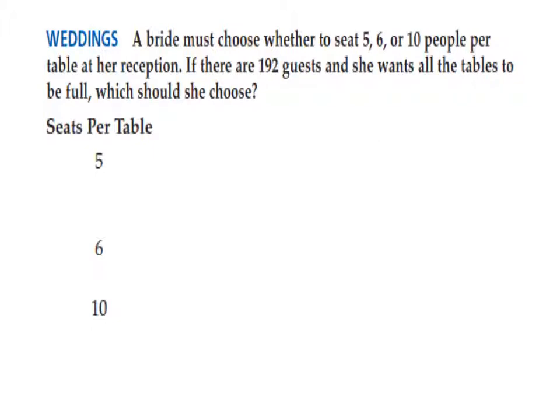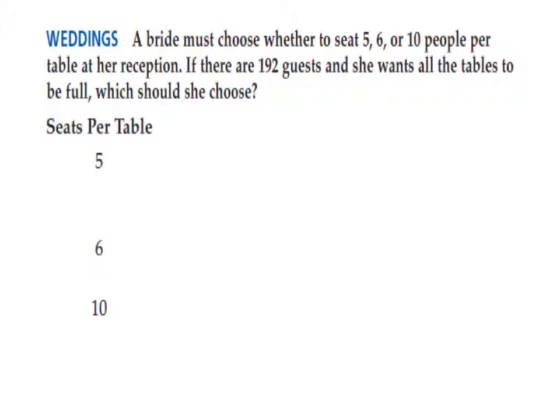And here it is. A bride must choose whether to seat 5, 6, or 10 people per table at a reception. If there are 192 guests and she wants all the tables to be full, which should she choose? So what she wants to know is whether she can put 5 at each table and there will be no seats left over, or 6 at each table, or 10 at each table, with no seats left open.